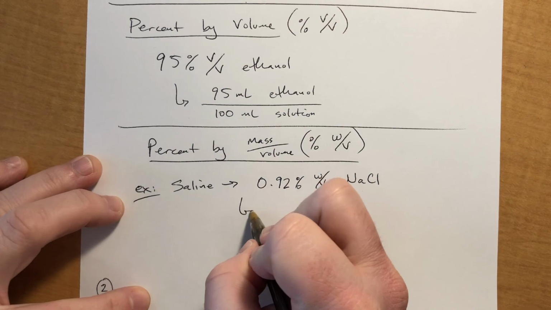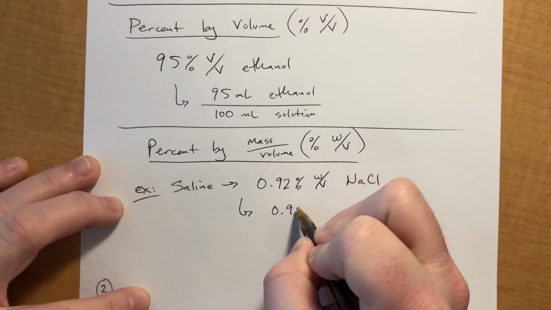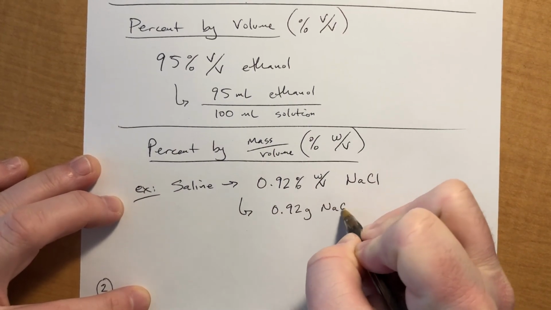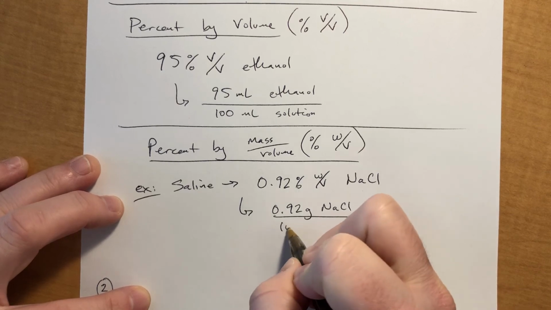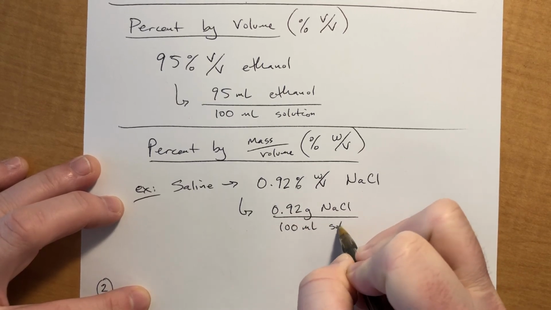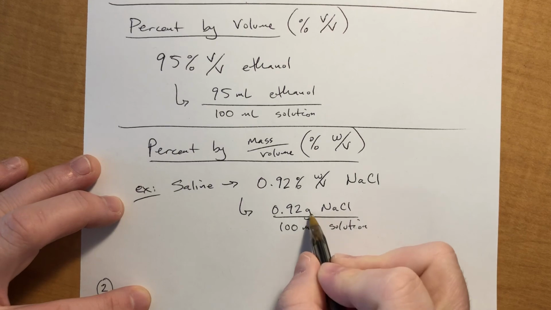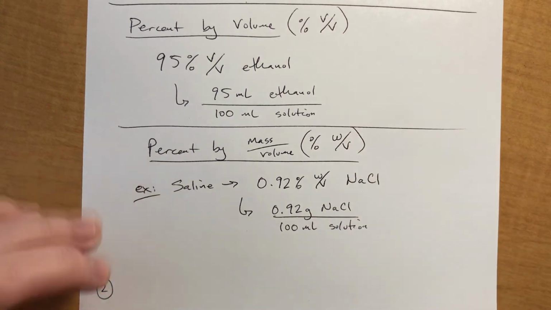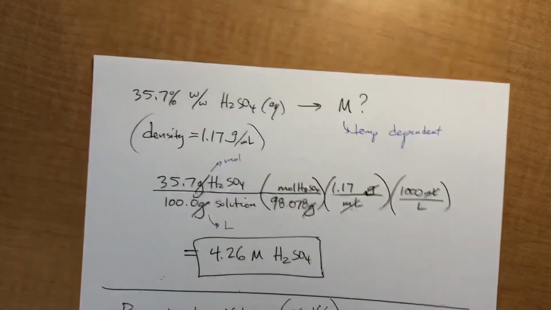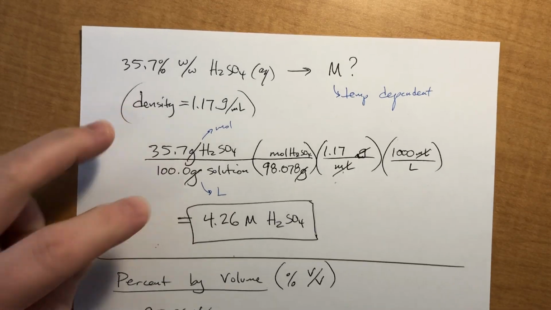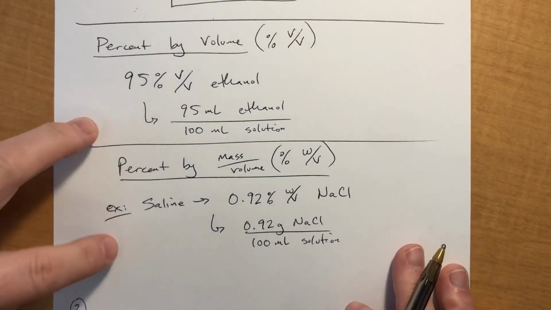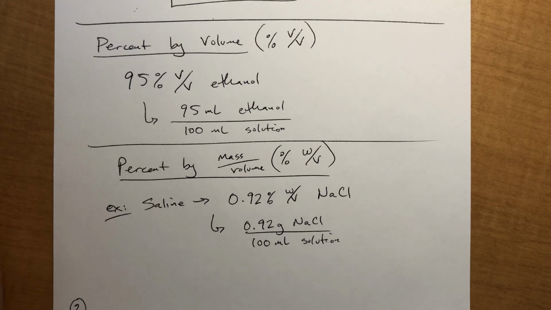And same general idea here. You could visualize it as 0.92 grams of sodium chloride per 100 milliliters of solution. Your units are dictated by whether it's mass or volume. Okay. This top one comes up the most often. Okay, the percent weight, but I at least wanted you to have heard of these other two.